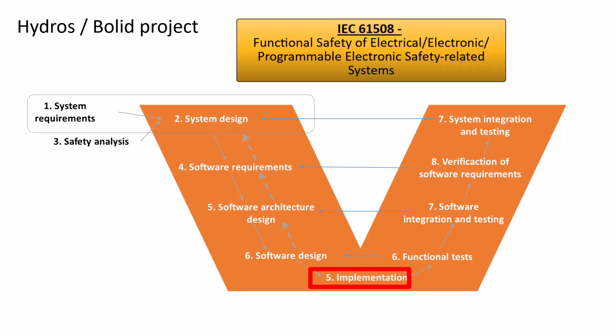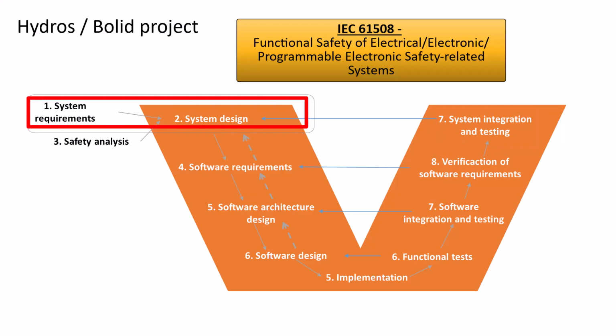the second part of the V-cycle, which is the functional checking: integration and software testing, verification of software requirements, and testing and integration of the whole system. In this presentation, we show you the first two elements.